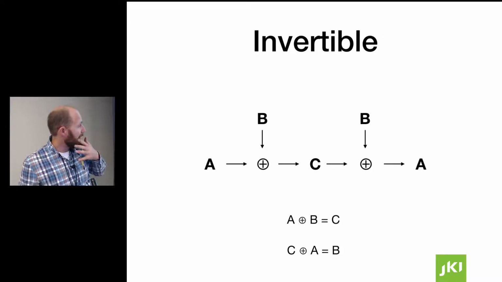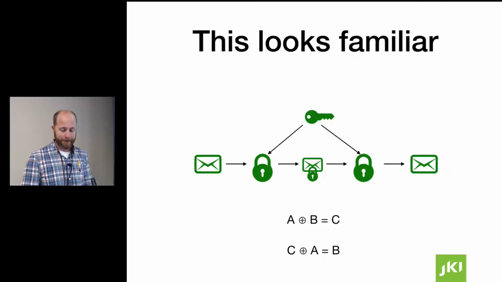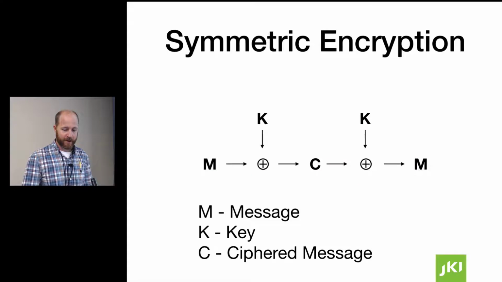kind of what that might look like from the perspective of the symmetric encryption that we saw before. So again, this should look pretty familiar. So with the symmetric encryption, what we're going to do is we're going to have a key that we use to lock and unlock the data. M will be our message, and C is the ciphered message. Any questions so far?